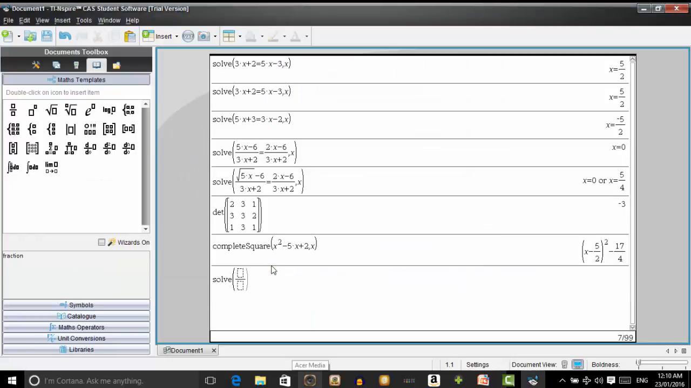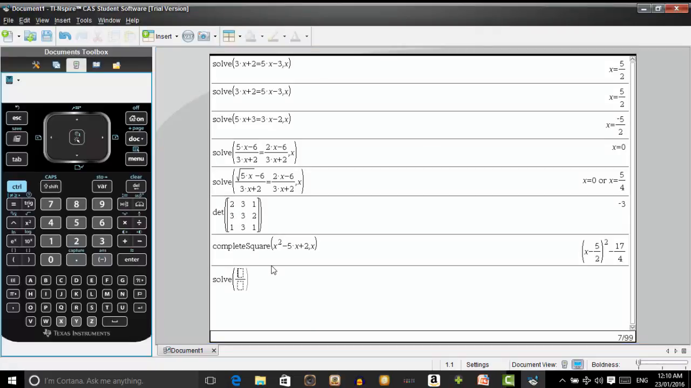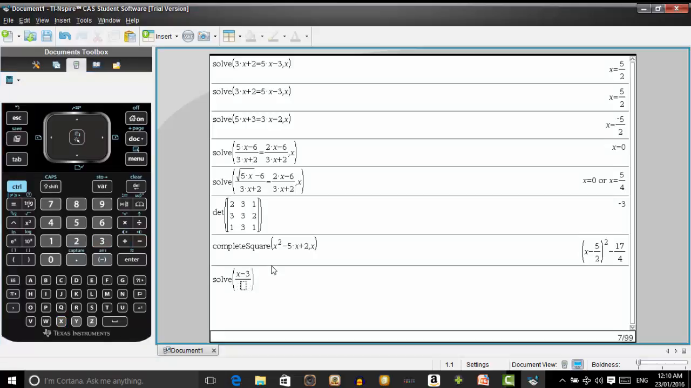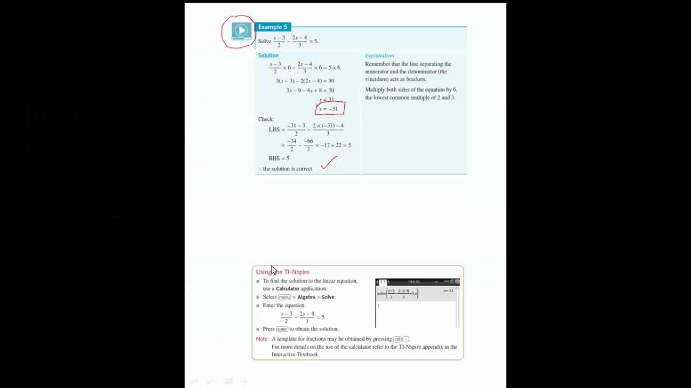So what we type, now you can use your keyboard or you can use this. You can say x minus 3 divided by 2. So you just fill in that thing. Now click here, prepare for the next one. x minus 3 divided by 2 and minus, then it's 2x minus 4 over 3.